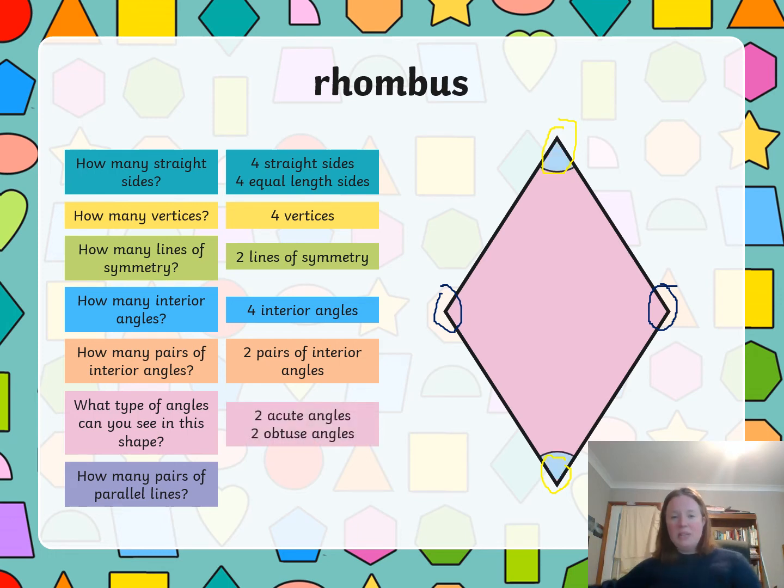What type of angles can you see in this shape? Well, we've got 2 acute, so the yellow ones are acute, and the blue ones are obtuse. How many pairs of parallel lines? We've got 2 sets of parallel lines.